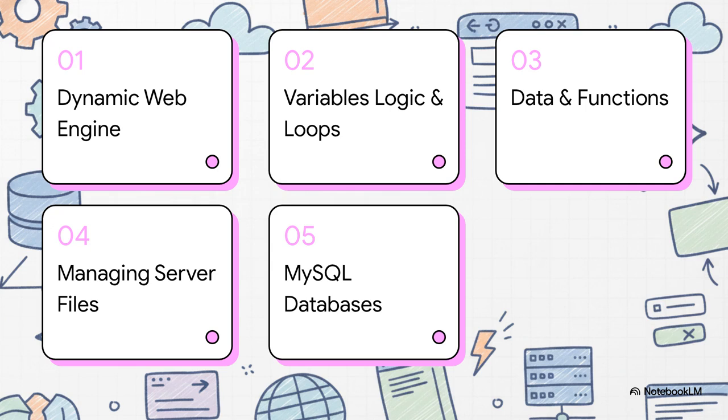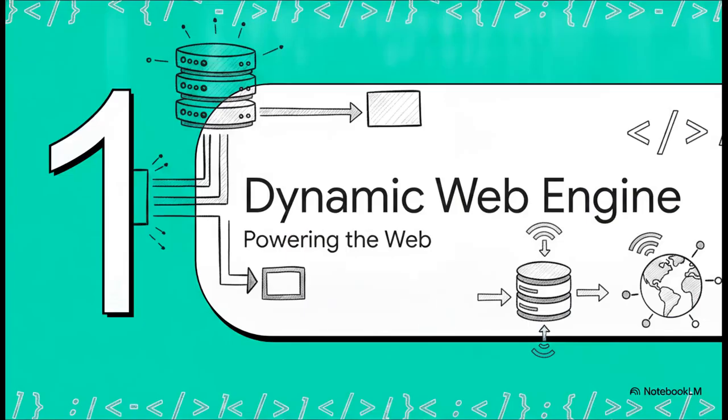Here's our roadmap for this explainer. We're going to start with the dynamic web engine, move into variables, logic, and loops, check out organizing data and functions, look at managing server files, and finally bring the whole shebang together by connecting to MySQL databases. All right, let's jump right into Section 1, the Dynamic Web Engine. This is where we lay the foundation for the code that actually brings a server to life.